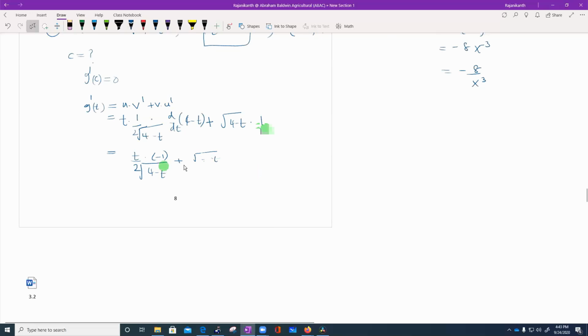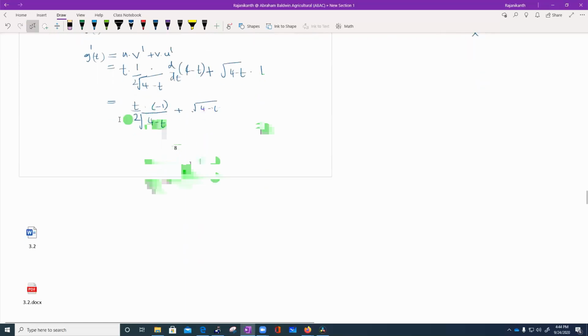Okay. Now this is the catch. This is not Calc 1. This is now algebra. How do you combine these two? You have to go for the LCM. Here 1, here this much. So the LCM of these two is simply the product of these two. I believe at this point you should know how to combine these two algebraic expressions.